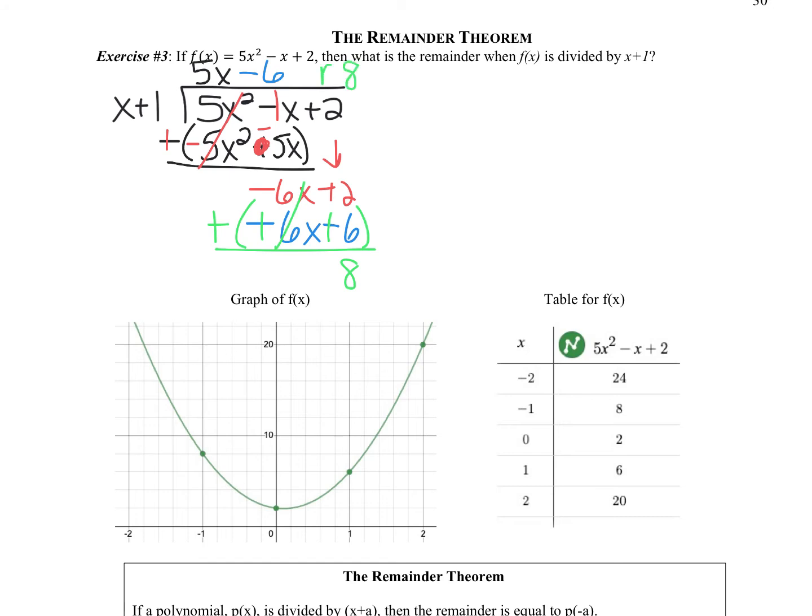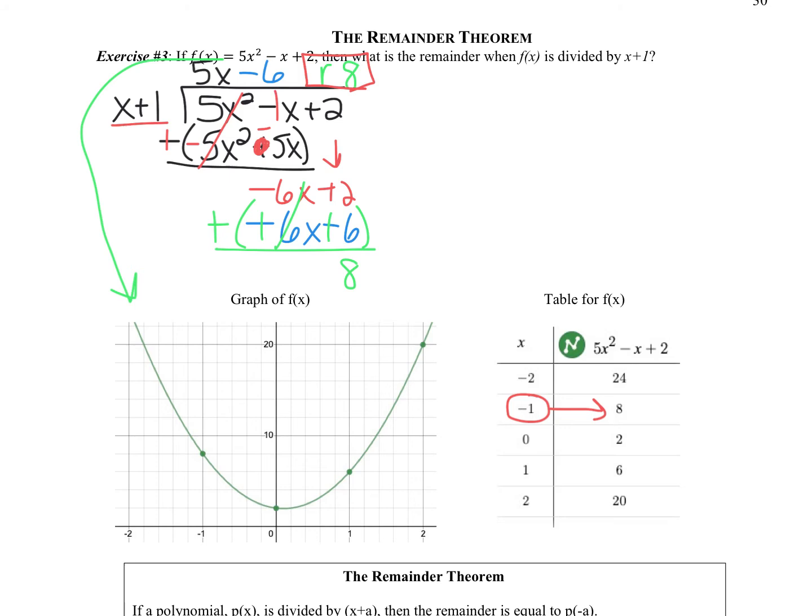Now, the question becomes, when we were on the other page and the binomial, for example, x plus 5 was a factor, the value at negative 5 was 0. What is the connection when I have a remainder? So if I look at the graph of 5x squared minus x plus 2, and a table, if I look at the opposite value of x plus 1, that's negative 1, and I see the function's value is 8, which matches my remainder.